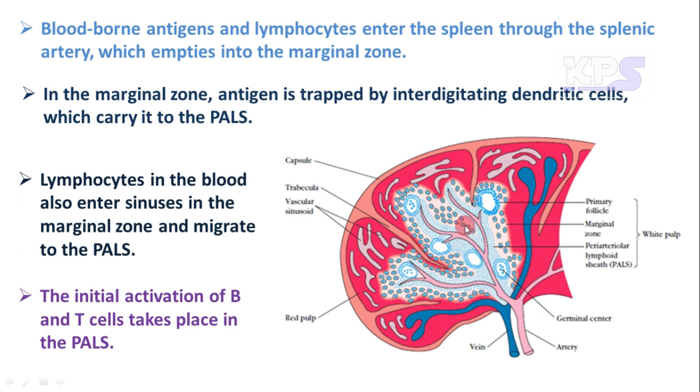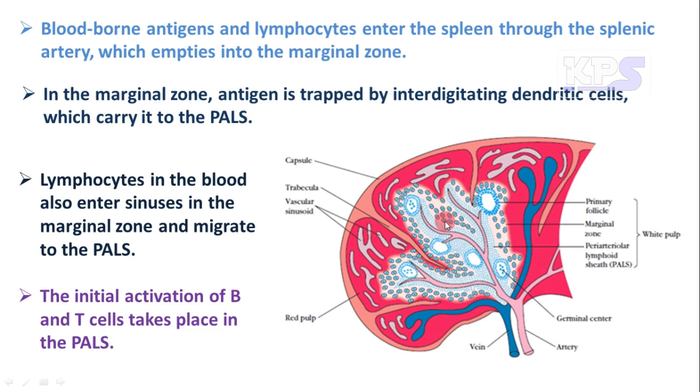At the margin of red pulp and white pulp, these lymphocytes and antigens are emptied. If there is any antigen in this incoming blood, it is trapped by the dendritic cells present here. I told you there are many macrophages or dendritic cells. These cells will trap the antigens and carry them to the PALS, the periarteriolar lymphoid sheaths. Lymphocytes from the blood will also be in this region, and thereby with the action of dendritic cells and lymphocytes, the initial activation of B and T cells takes place here.